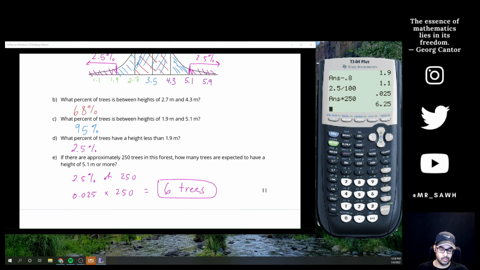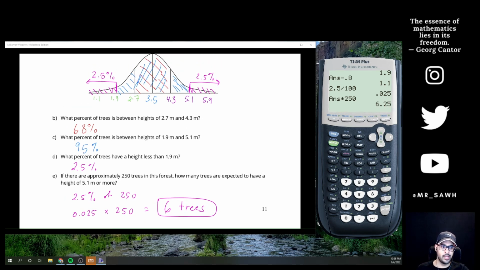Okay, so we can see how the percentages help us determine an approximate value, right? It's really helpful to give us an estimate, because if it's a forest, I can't go count all the trees and measure all of them, but I could get an average and make my best guess, right? Where statistics really comes in handy.